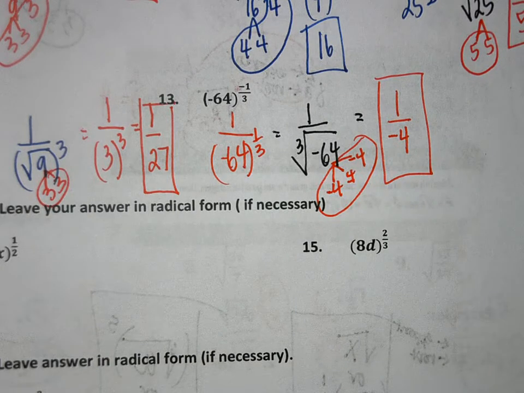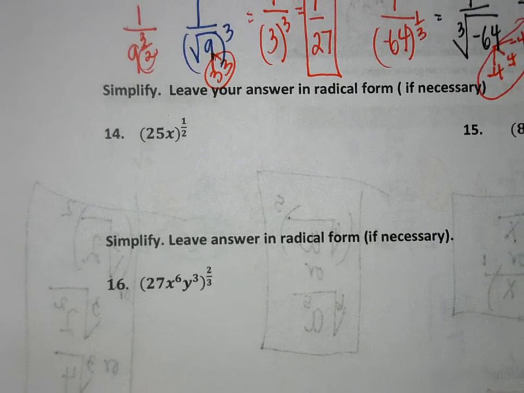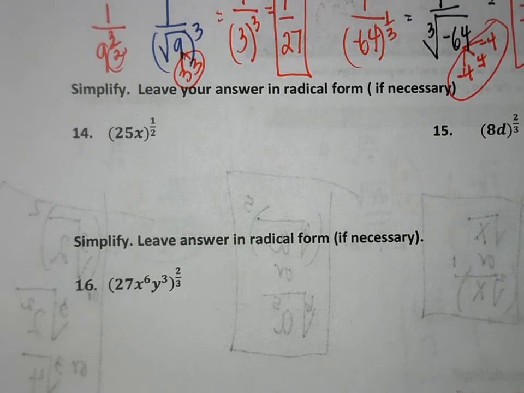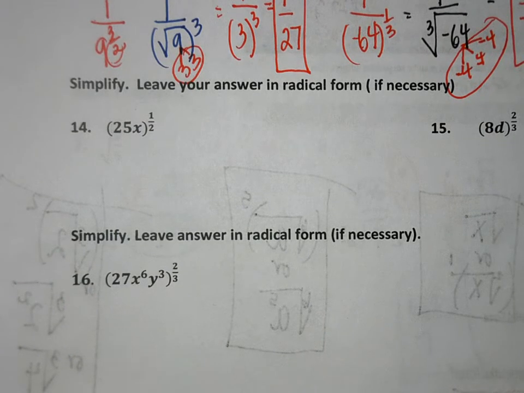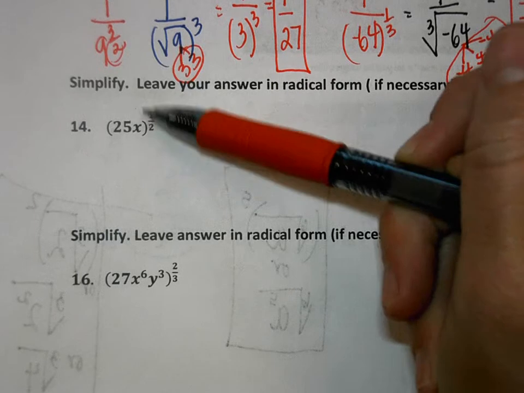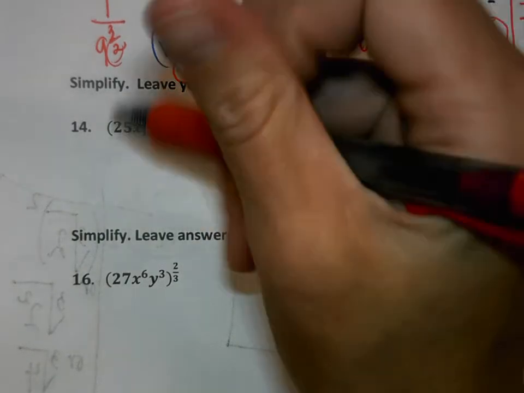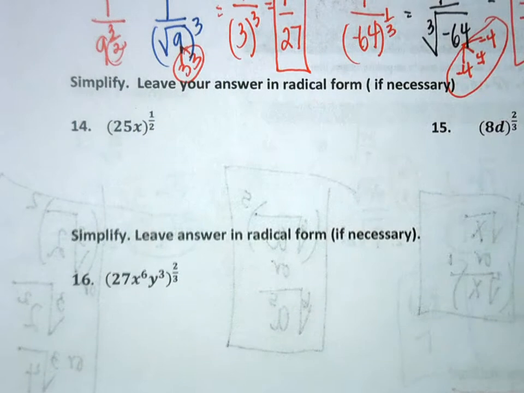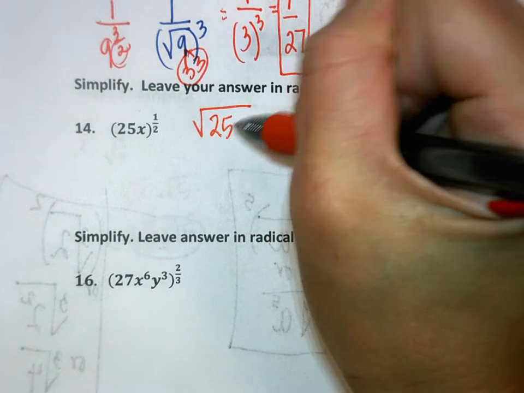Okay, moving on, number 14. It says simplify and leave your answer in radical form if necessary. So we're going to change it into root, and if there is a root left over in our answer, we will leave it that way. Notice here the 1/2 is touching the 25 and the x. So that means when I make my square root, the whole 25x is going to go under the root. So we're going to take the square root of 25x.